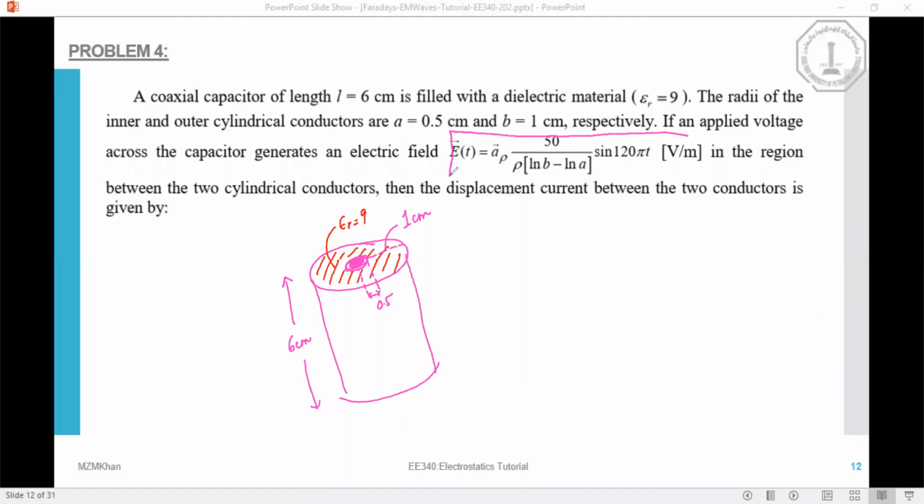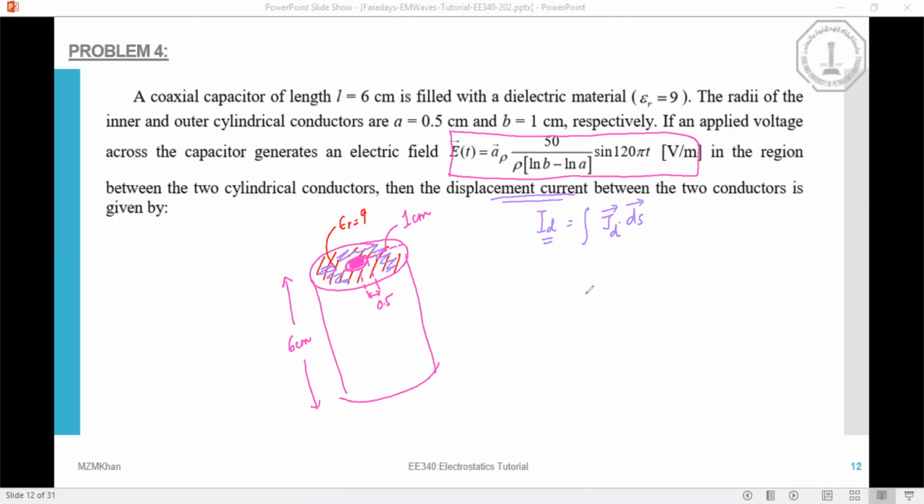So this is an electric field which is being generated in the dielectric, in the region between the two cylinders. That means in this dielectric region, this electric field is generated because of applying a voltage. Now you need to find the displacement current. So you need to find I_D, the displacement current, which is the integral of J_D bar dot dS bar.